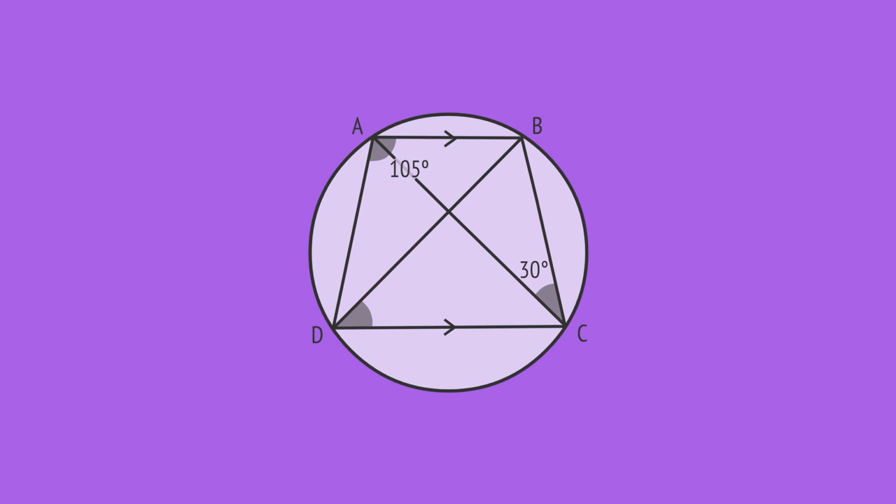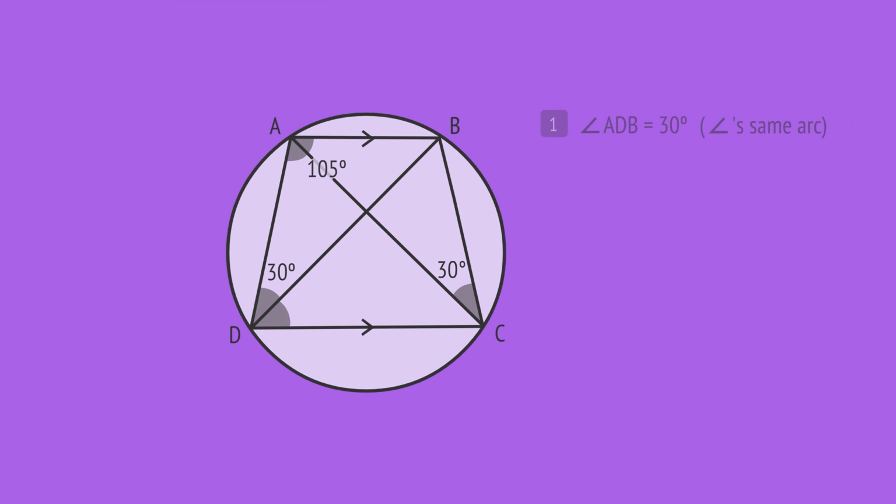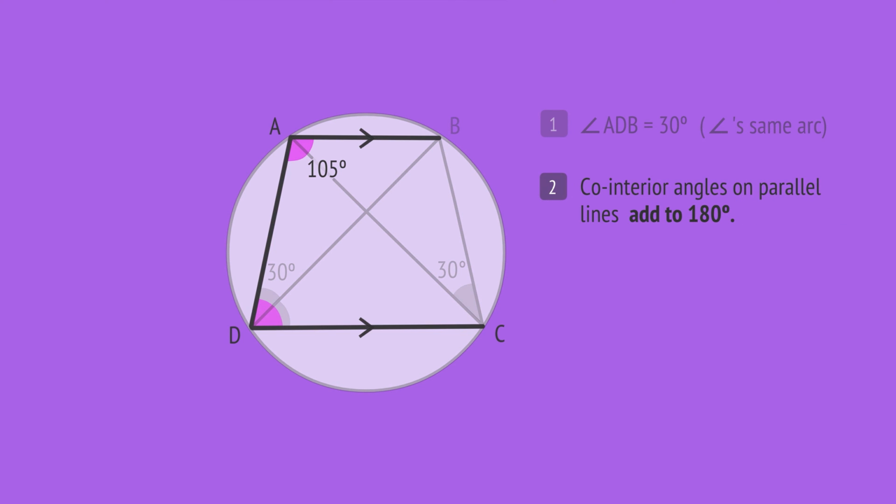In this problem, we need to work out this angle, BDC. We're given angle ACB, which is 30 degrees, and angle DAB, which is 105 degrees. We can see these angles are made from the same arc, so angle ADB is also 30 degrees. Looking for another relationship, we can focus on the parallel lines and use this pair of co-interior angles which add to 180 degrees. So, angle ADC is 180 minus 105, or 75 degrees.